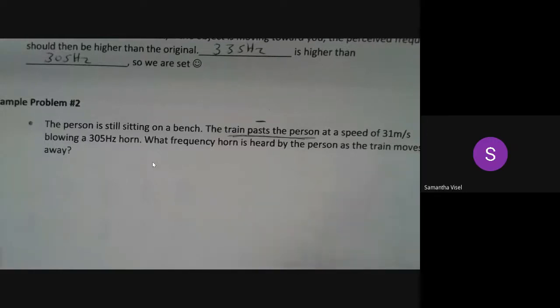So we're going to take a second to pause the video, give everyone a couple minutes to work through the problem, see what kind of frequency they get, and then we'll resume the video and see what the work should look like.